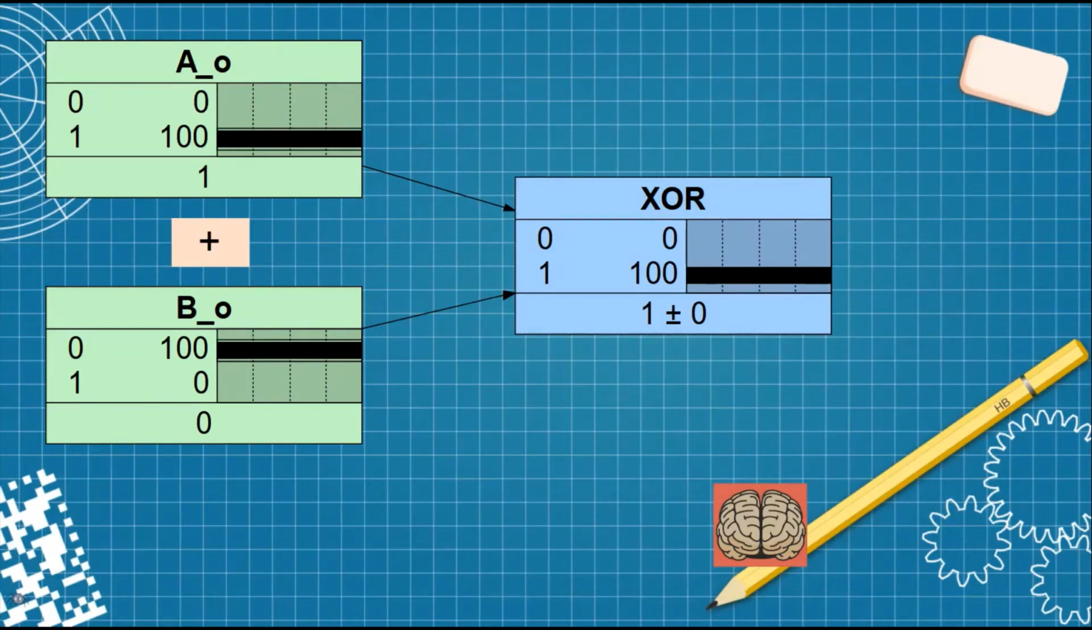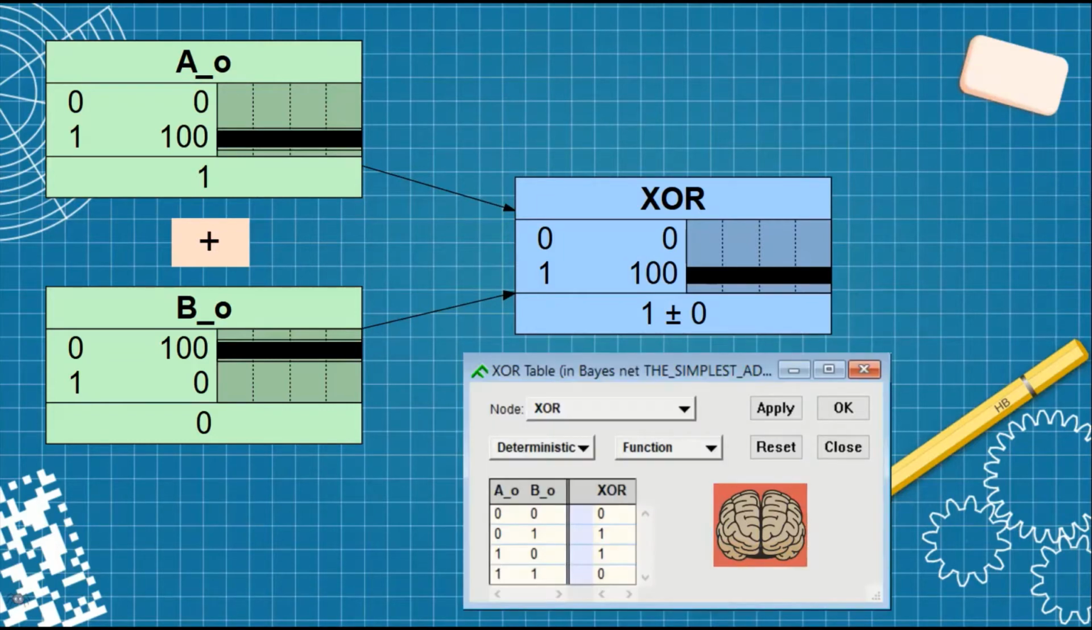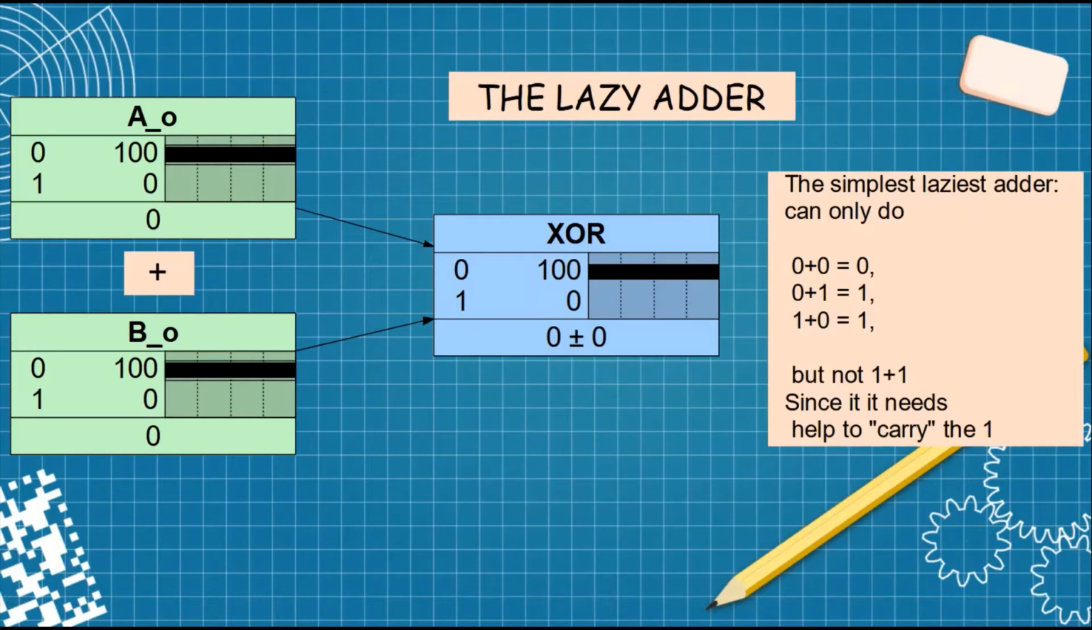It cannot add 1 plus 1, because 1 plus 1 is 10 in binary, and that requires bigger representation than what the XOR can do. There's the truth table for XOR. So you can see that it can do the first 3 lines easily, but the last one, well, it doesn't really know what to do. So the lazy adder can do those first 3.